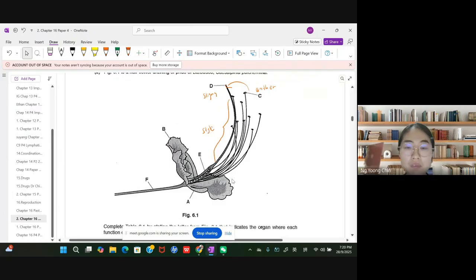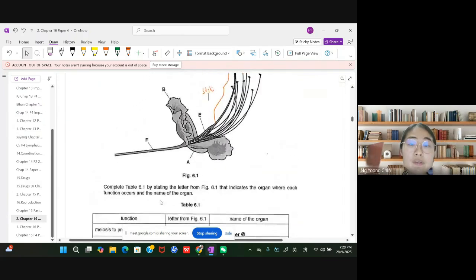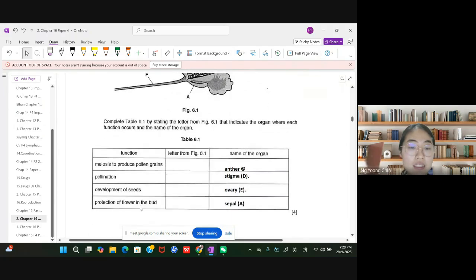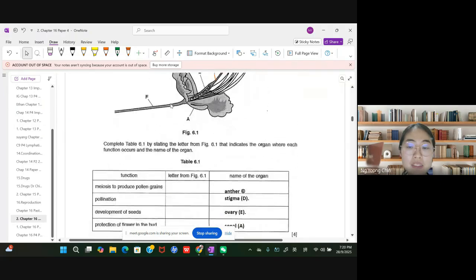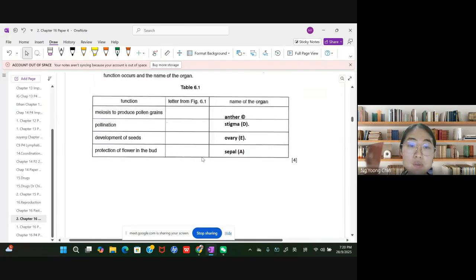And then what is E? E is, I think, the ovary. Ovary, which will help to develop the seeds. And then the sepal is B, oh sorry, A. A is a sepal. So you just need to know how to label it.